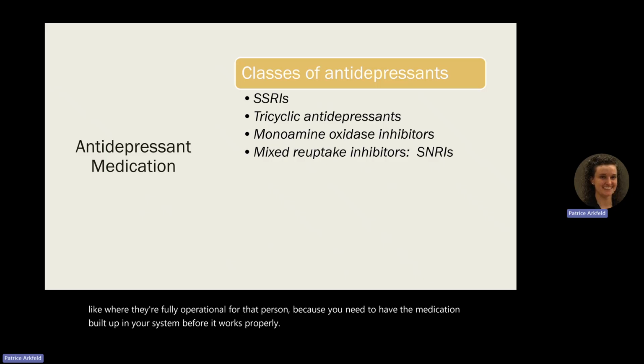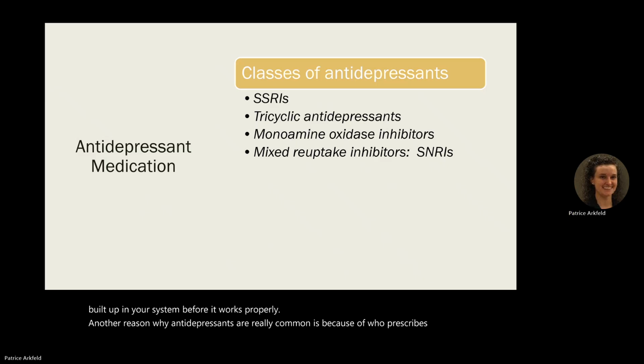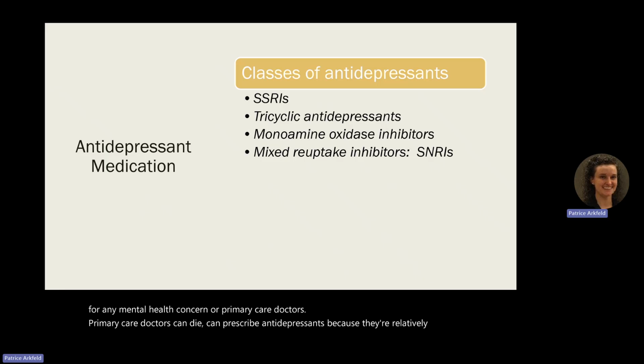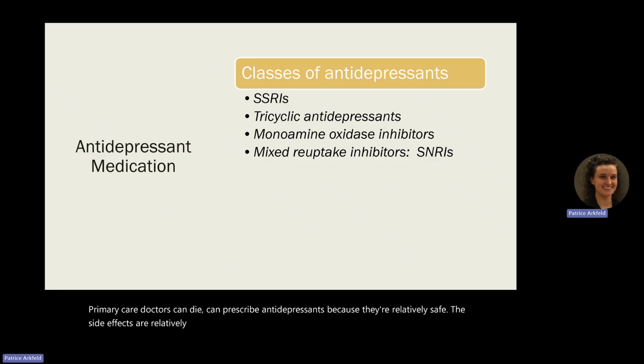Another reason why antidepressants are really common is because of who prescribes them. If you remember back from chapter 1 or chapter 2, the first people that are oftentimes gone to for any mental health concern are primary care doctors. Primary care doctors can prescribe antidepressants because they're relatively safe. The side effects are relatively minimal compared to other more advanced depression medications. So they are oftentimes prescribed because we can use them as a bridge until we find what really works for someone.